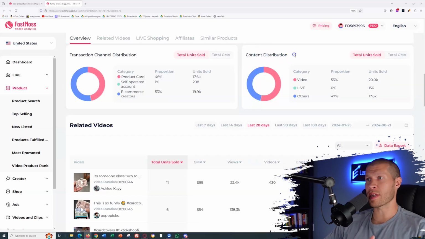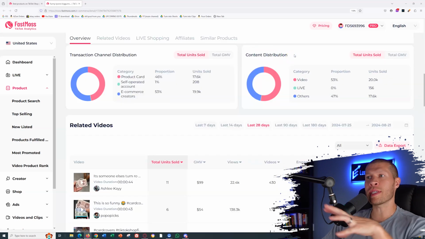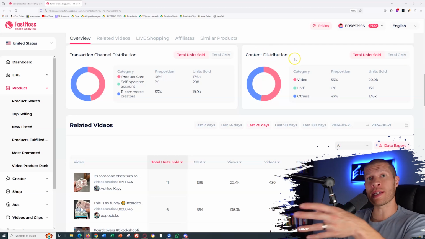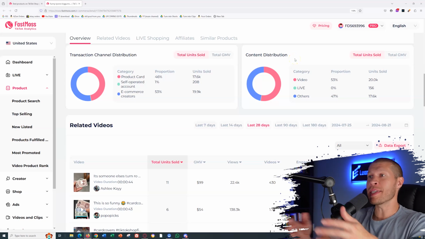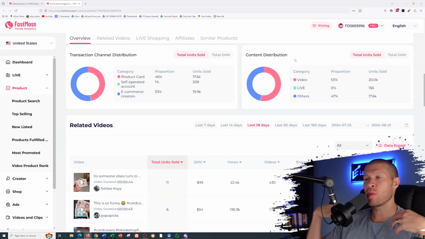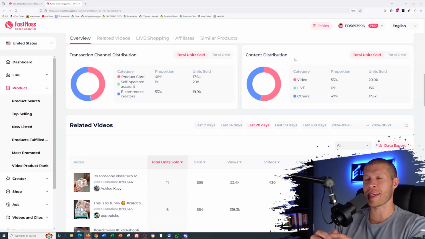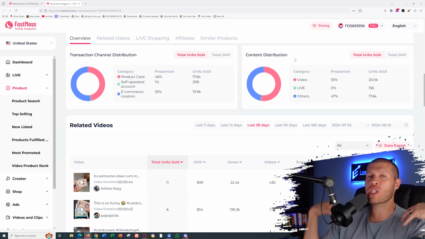Another really important piece of this software that is invaluable is you can see the content distribution of this product as well. How are people actually selling this, right? Are they selling it via live, or are they selling it directly via video? This is important because if you're somebody like me who doesn't live stream, I don't really have an interest in it. Although, don't get me wrong, live streaming, especially on TikTok Shop and TikTok affiliates, is a major hack. You can get so many easy sales just live streaming. I just personally don't want to do it.